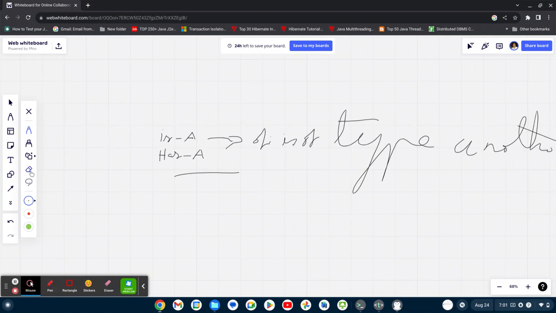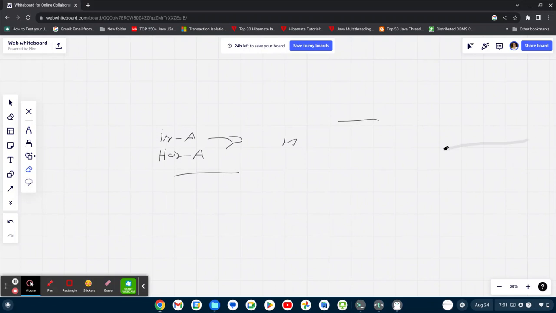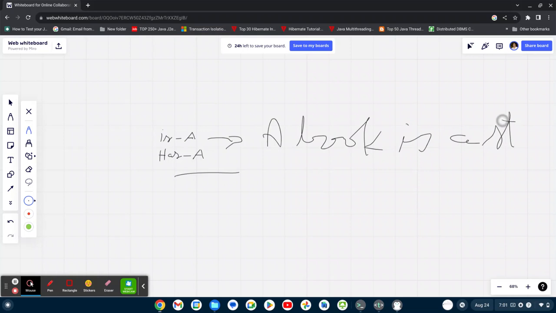A simple example of this is a book is a stationery. A book is nothing but a stationery item, right? Similarly, a pen is a stationery, right? So these are the various representations that we can give for the is a relationship.